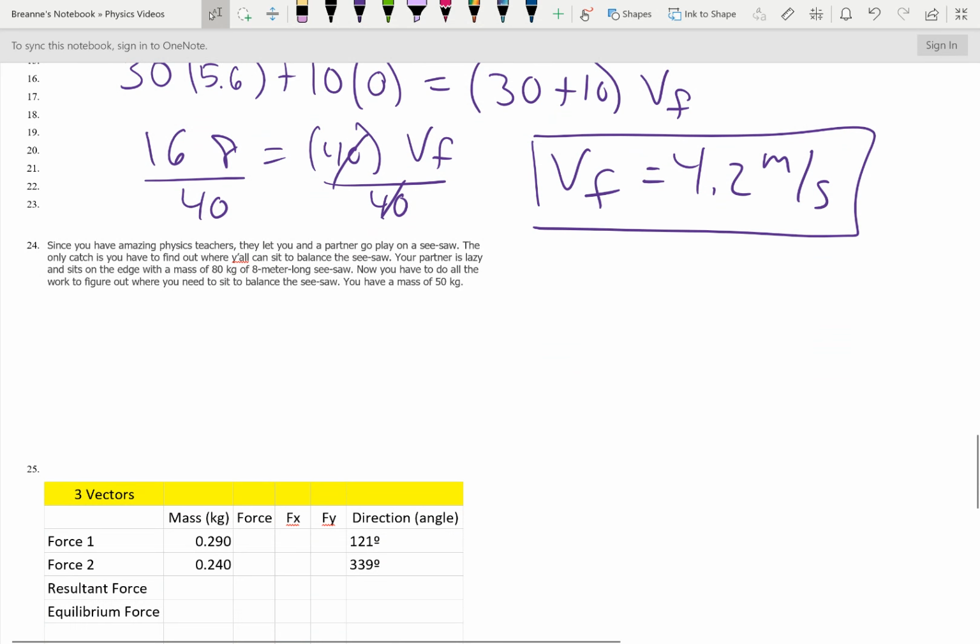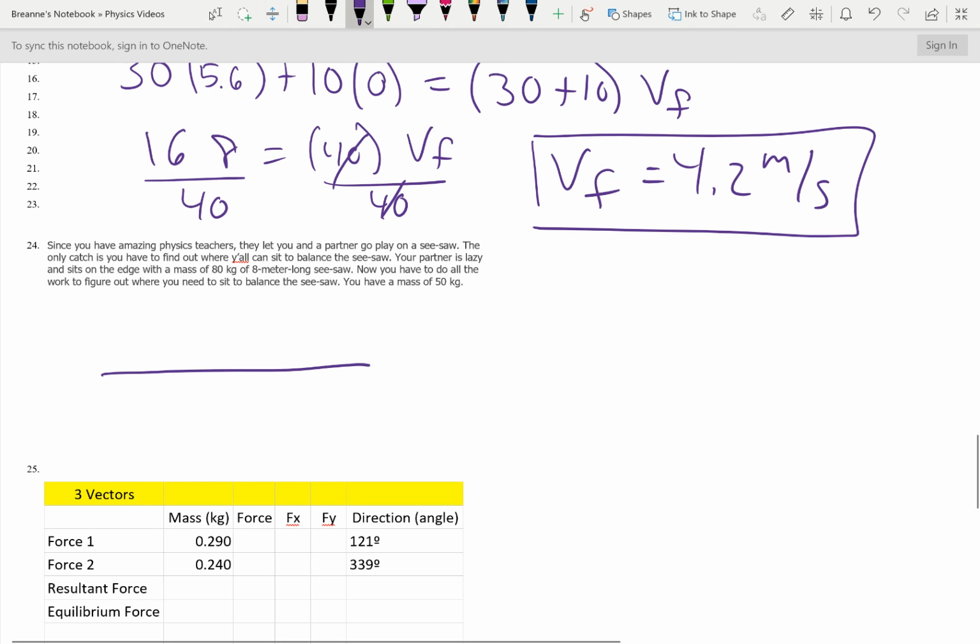Okay, since you are an amazing physics teacher, they let you and your partner go on a seesaw. The only catch is you have to find out where y'all sit to balance the seesaw. Your partner is lazy and sits on the edge with a mass of 80 kilograms on a 10-meter long seesaw. Now you have to do all the work to figure out where you need to sit to balance the seesaw. You have a mass of 50 kilograms.